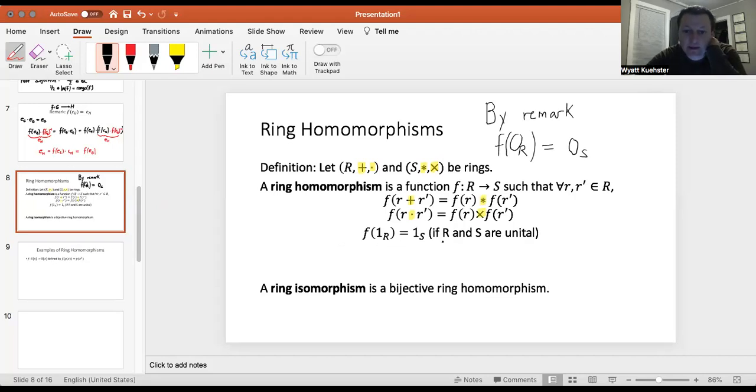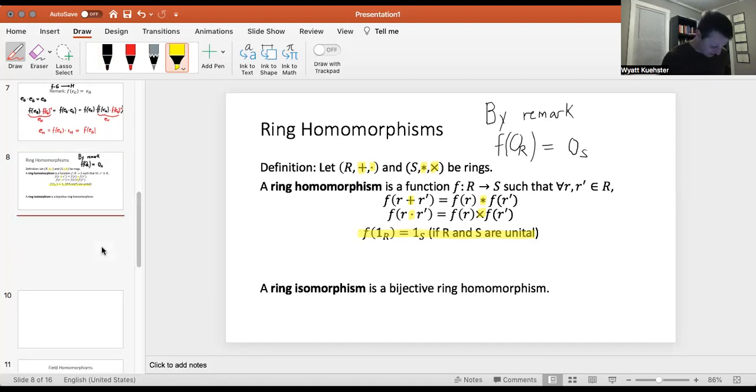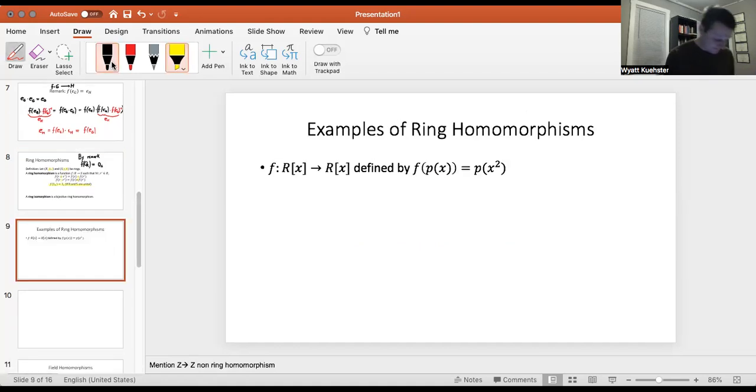When R has a 1, we call R a unital ring. And if R and S are both unital rings, in order to be a structure-preserving map, we also have to map the unit to the unit. So this is a third property that you need if your rings are unital. You need the unit to go to the unit. Okay. And a ring isomorphism is a bijective ring homomorphism. Let's do one example of a ring homomorphism.